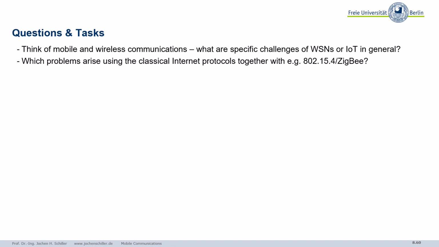Okay, also here, some questions. Think of mobile and wireless communications. What are the specific challenges if we think of wireless sensor networks or IoT in general? And which problems arise using classical internet protocols together with, in this example, Zigbee 802.15.4? There we have some special problems.